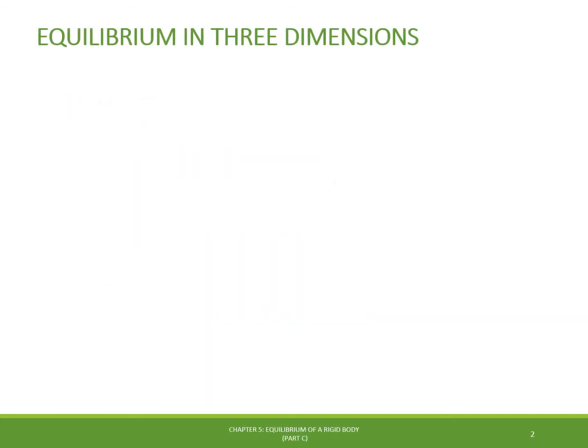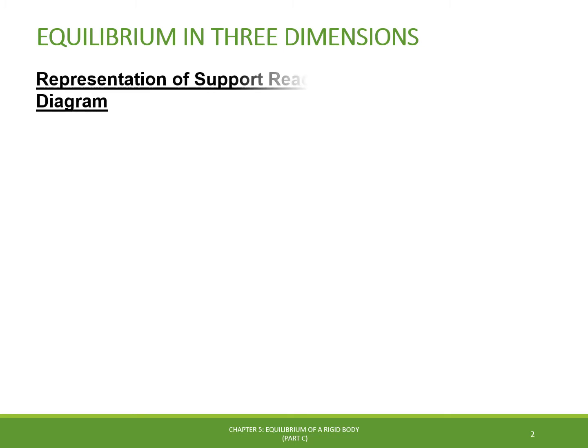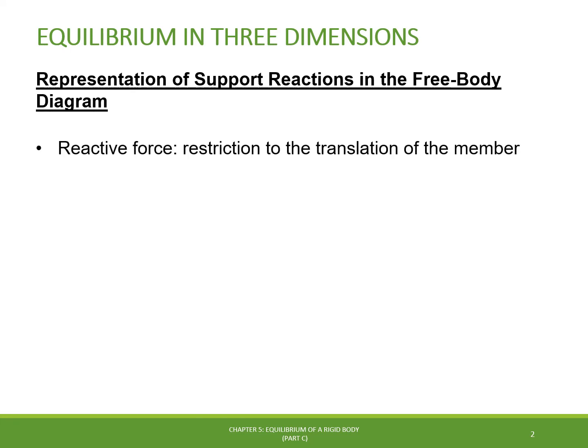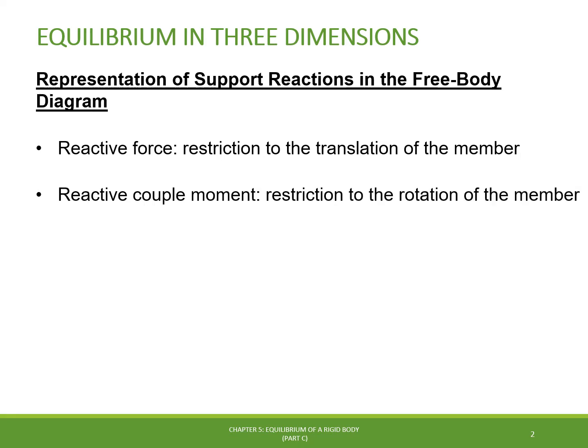Just like we did when we solved two-dimensional equilibrium problems, the first step in solving three-dimensional problems is drawing the free body diagram. However, before we do this, it's first necessary to discuss the types of reactions that can occur at 3D supports. As in the two-dimensional case, a reaction force is developed by a support that restricts the translation of its attached member, and the reactive couple moment is developed when the rotation of the attached member is prevented.